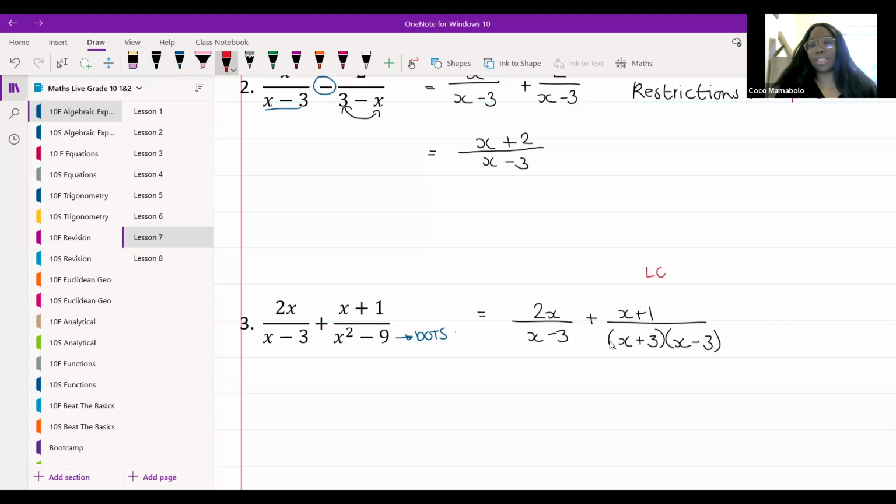Let's talk about LCD, guys. I already know that I've got x minus 3, so I know that x minus 3 is going to be part of my denominator. Anything else, peeps? What do we think?